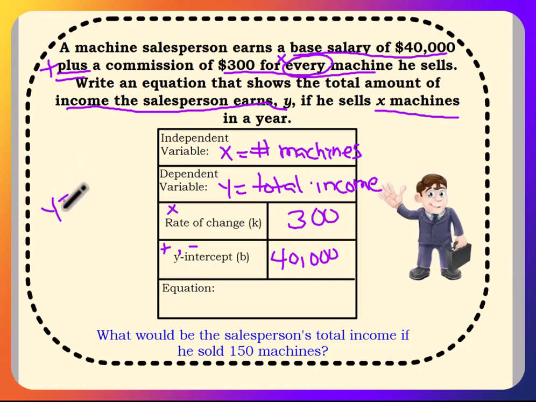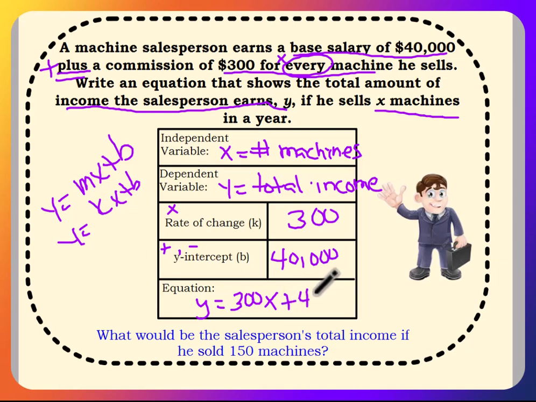And y equals mx plus b or kx plus b. Either one, it's the same thing. That's our equation format. Y stays a y. Y equals the coefficient, our rate of change, 300, x. And then we have our y-intercept, that constant amount, it's a positive, so plus $40,000. So that is your equation.